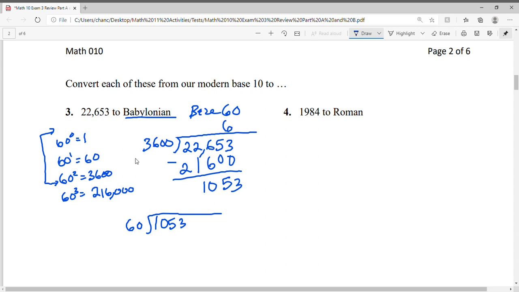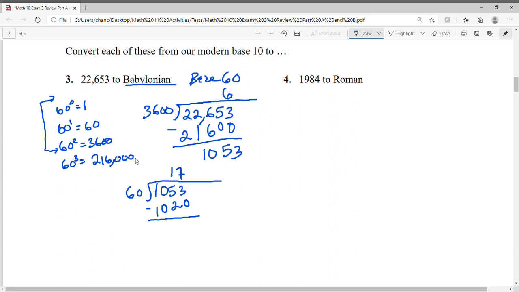And this goes in there 17 times. That's the closest I can get. 17 times 60 is equivalent to 1,020. We will subtract. This gives me a remainder of 33. And so now we can write our answer. We have 6, 17, and 33. So what does this thing represent?